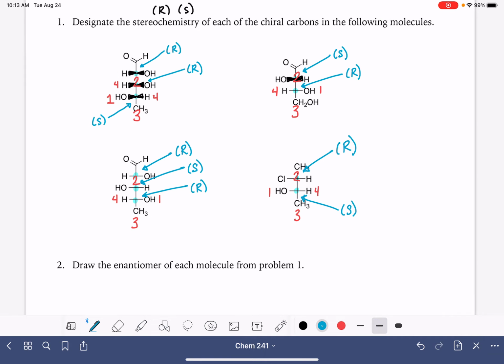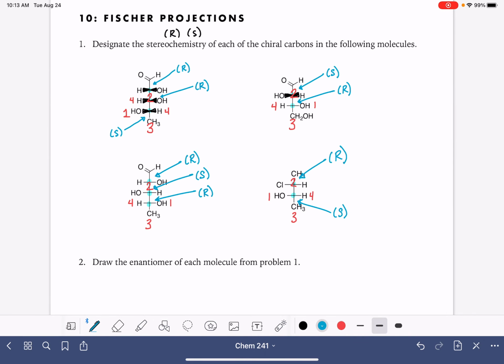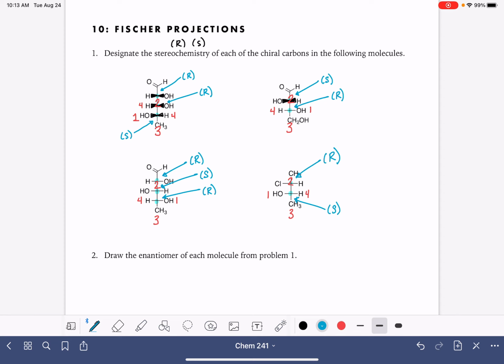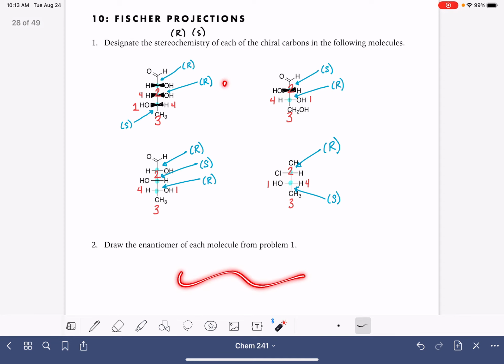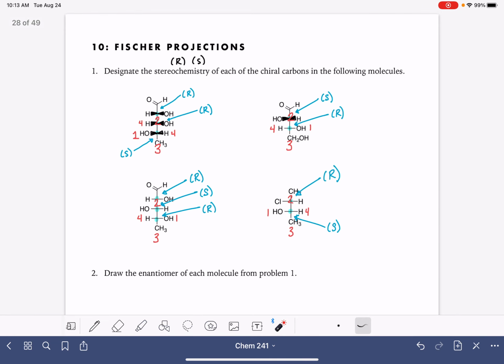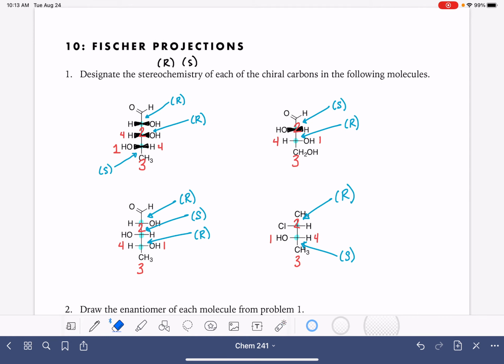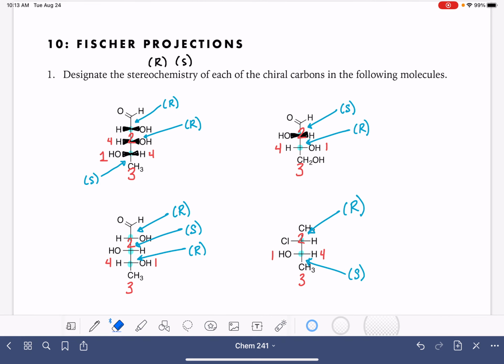So now what we're going to do is draw the enantiomer of each one of these molecules. And what I'm going to do is, instead of drawing it in the space down here, I'm just going to draw it right next to it. So to make it a little bit easier to see, I'm actually going to erase all of this hard work so that I can draw an enantiomer. The enantiomers are mirror images.